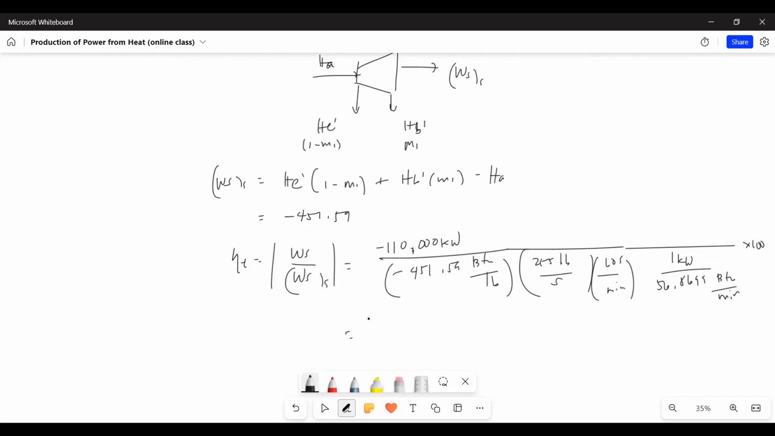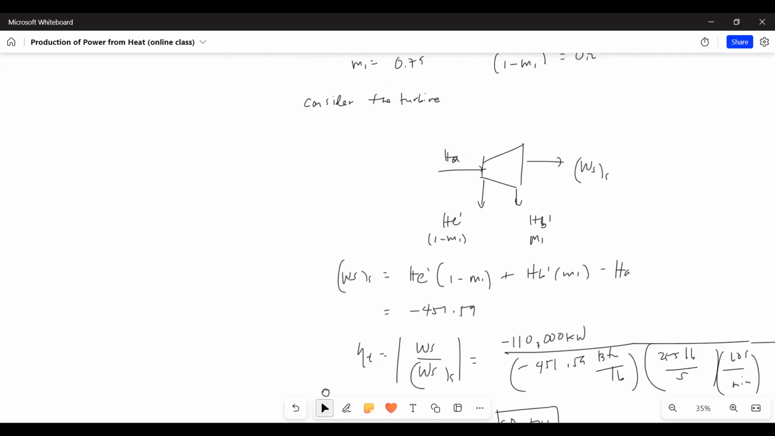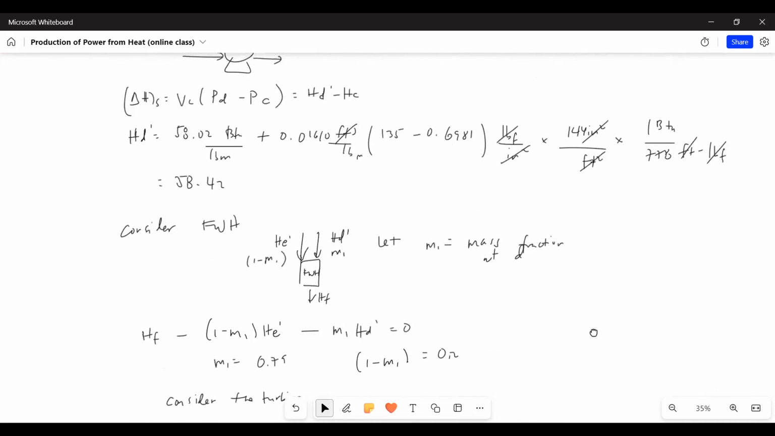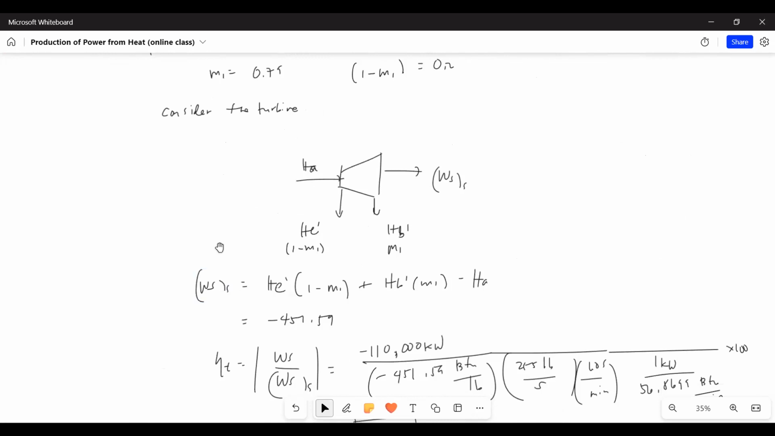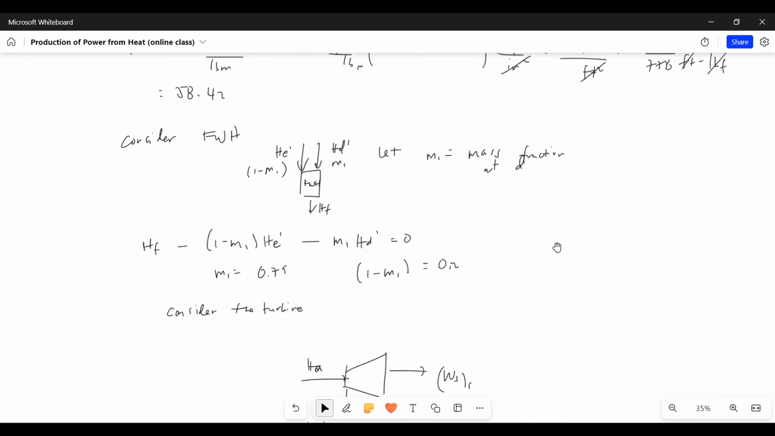at the end of the cycle, the turbine alone is 90.54%. The problem is long, my gosh. So this is the answer for letter A. Did you notice, we only solved for HE prime, assuming isentropic expansion, because we only want to know the isentropic expansion, I mean, an isentropic pump and isentropic turbine.